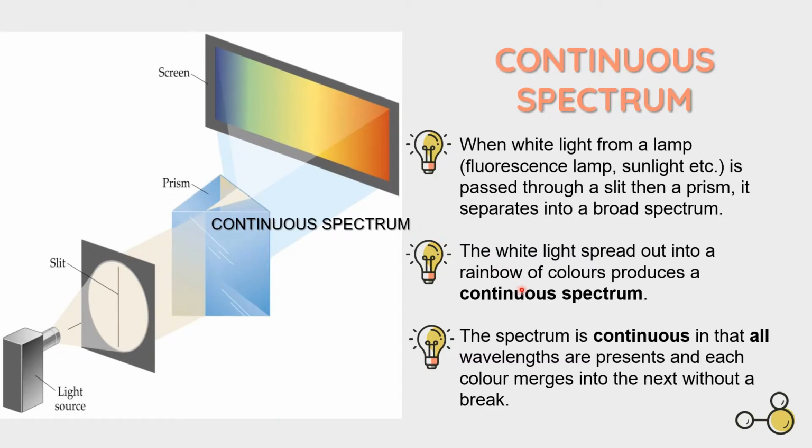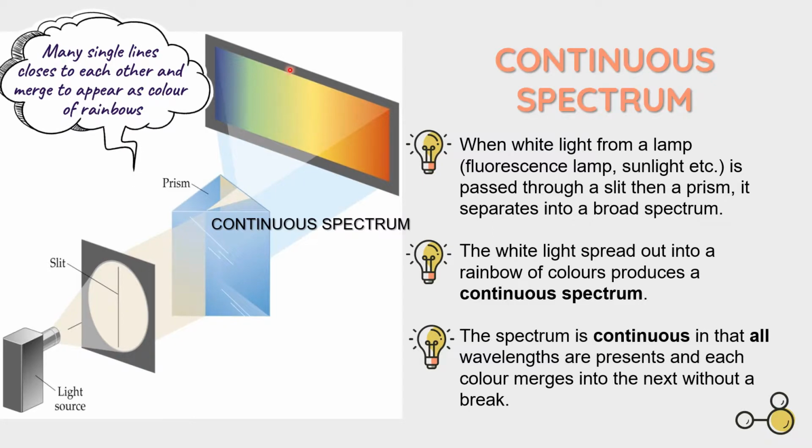The white light spread into a rainbow of colors produces a continuous spectrum. So the mixture of colors here is known as continuous spectrum. The spectrum is continuous in that all wavelengths are present and each color merges into the next without a break. So in this continuous spectrum, actually we do have single lines, but all those lines are merged together and hence can be seen as these colors of the rainbow. Okay, so this is the so-called continuous spectrum.